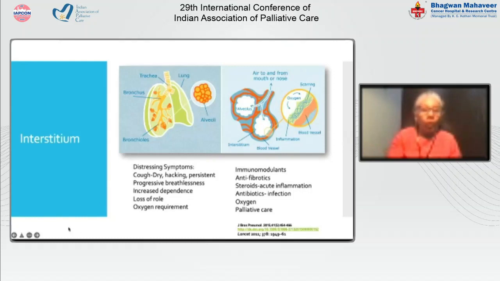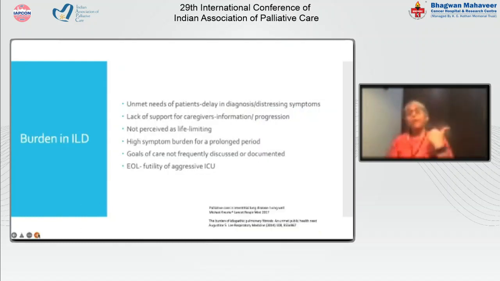So moving on to tell you what the burden is in ILD, there are multiple papers published about the unmet needs of these patients, right from the delay in diagnosis and then ending up with distressing symptoms. There's also a lot of distress and anguish for the caregivers because of lack of information, lack of time, lack of preparedness of what to do when their loved ones are so breathless or can get acutely breathless, what to do in an emergency.